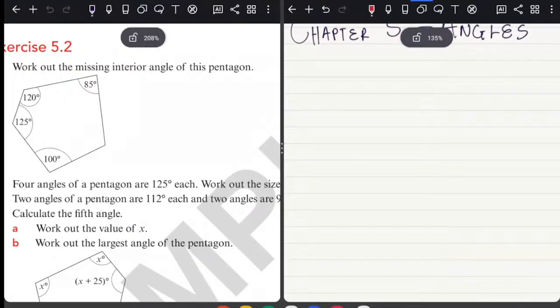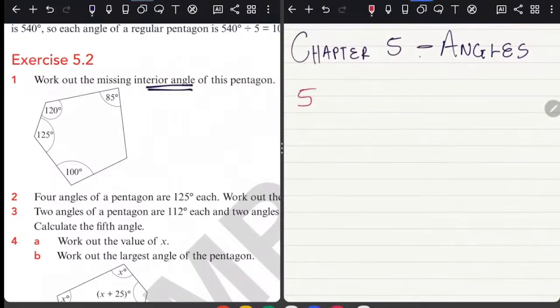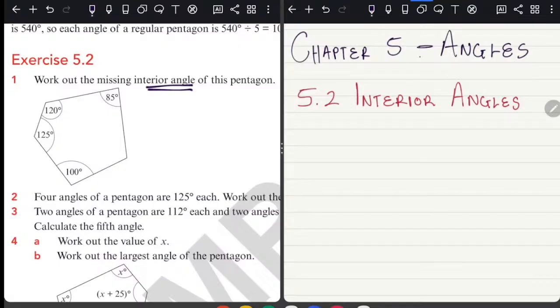We want to calculate angles. And if you see here, they're saying work out the missing interior angle. So we are starting with 5.2, which is interior angles. Okay? We have different parts to do in chapter 5. We are starting with 5.2, which is interior angle. So listen closely and do exactly as I teach you.